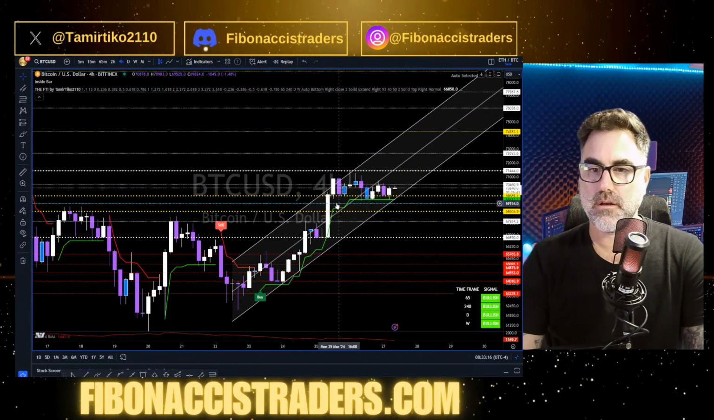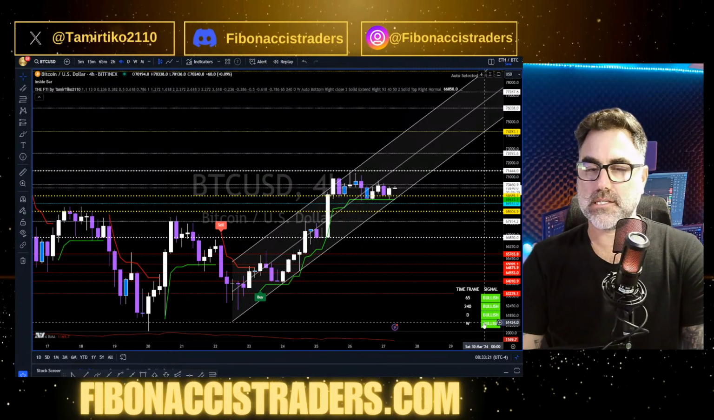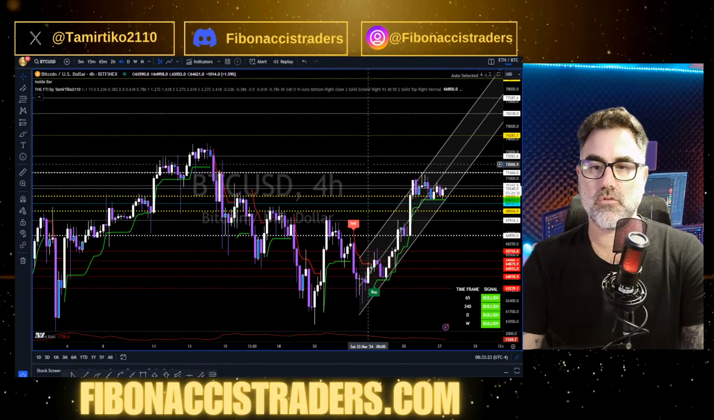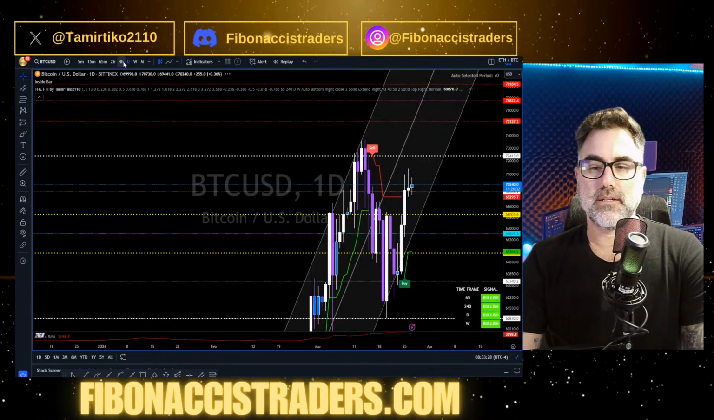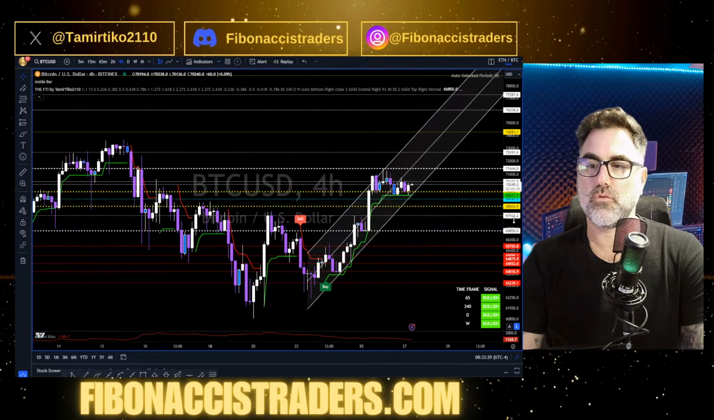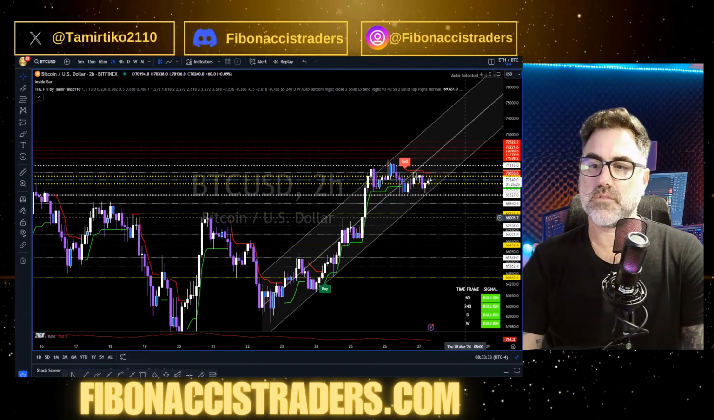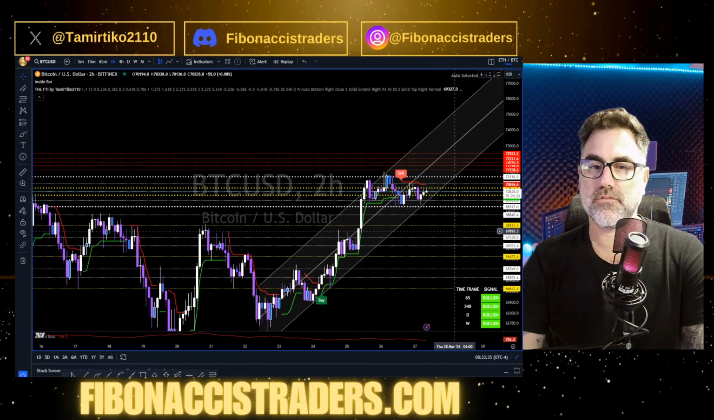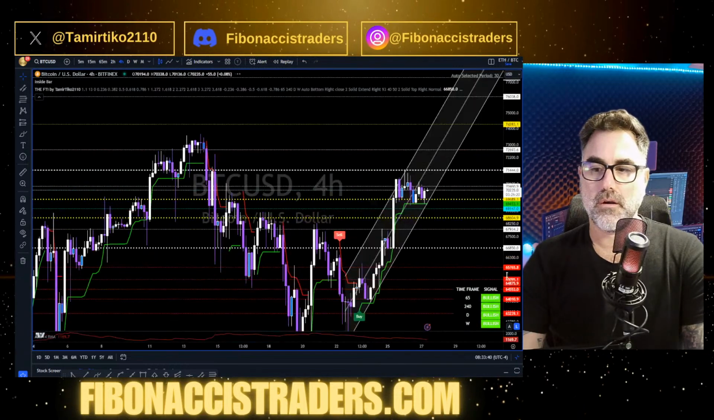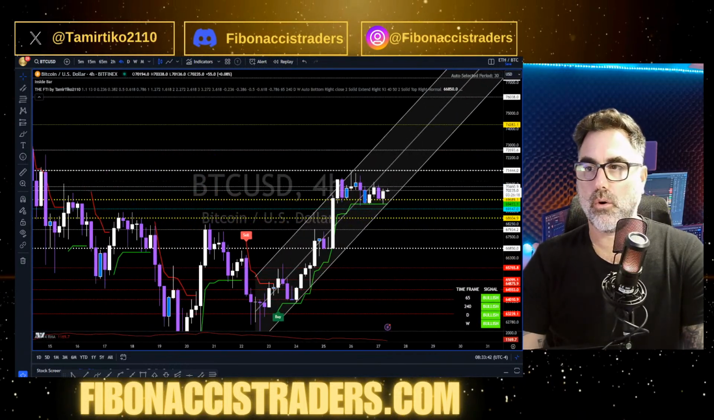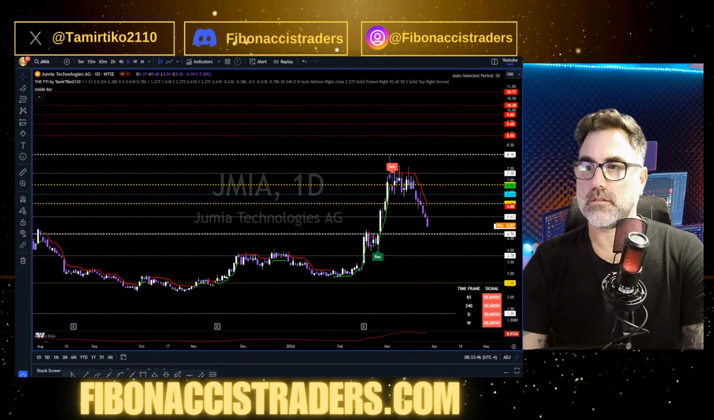Bitcoin. This is Bitcoin, 4 hours. Moving sideways. As you can see, uptrend. Bullish sentiment on all time frames. I like to look at the 4 hours chart on Bitcoin more than the daily. I like to look at the 4 hours and the 2 hours. It gives me a better perspective and a better point of view of Bitcoin. For now, we are in an uptrend. Bullish sentiment on all time frames. What else do we have?